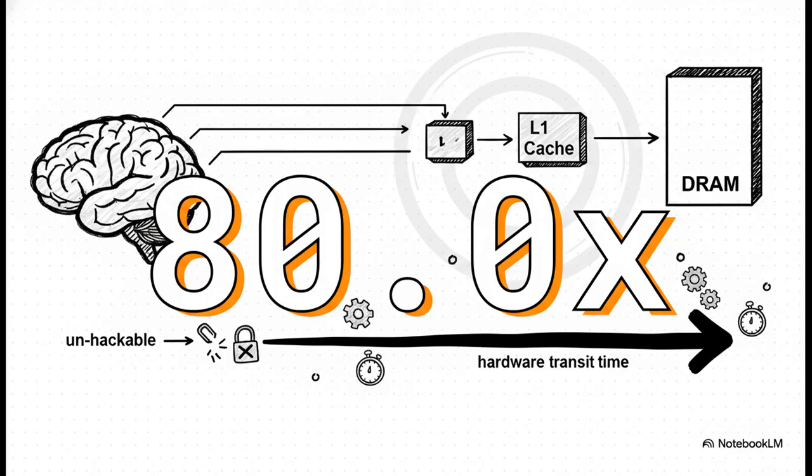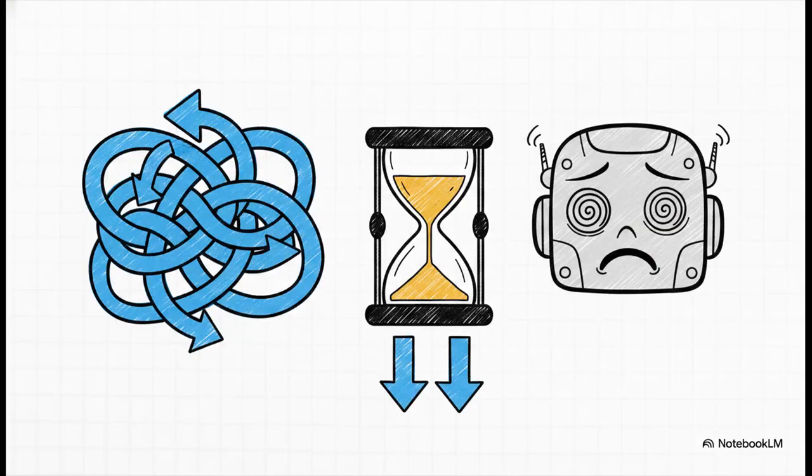This 80 times penalty reveals something absolutely incredible. The hardware transit time acts as an unforgeable, unhackable witness. You cannot fake this time delay without literally faking the physical hardware itself. There's just no way. So how exactly do we capture this time as witness?